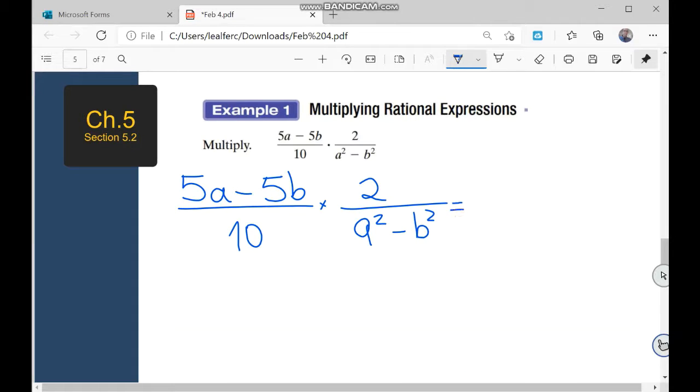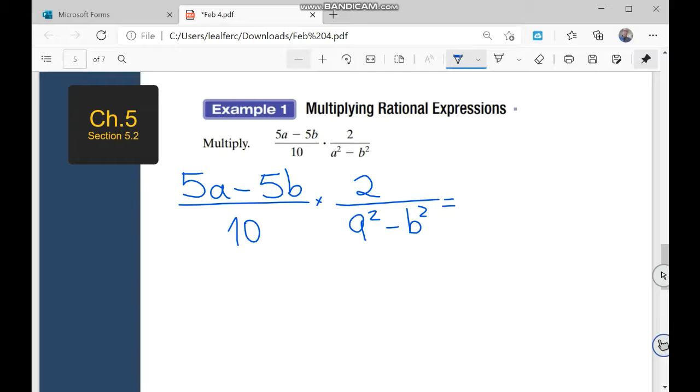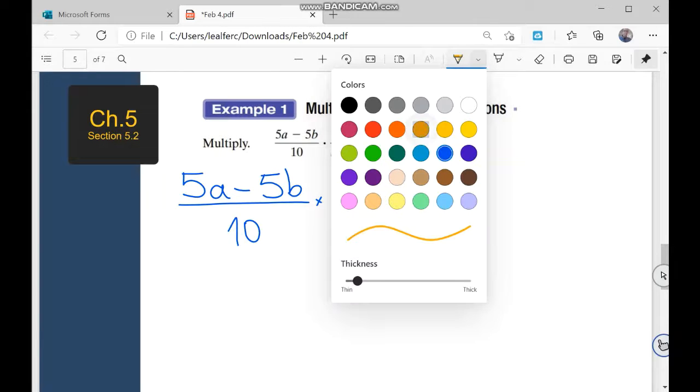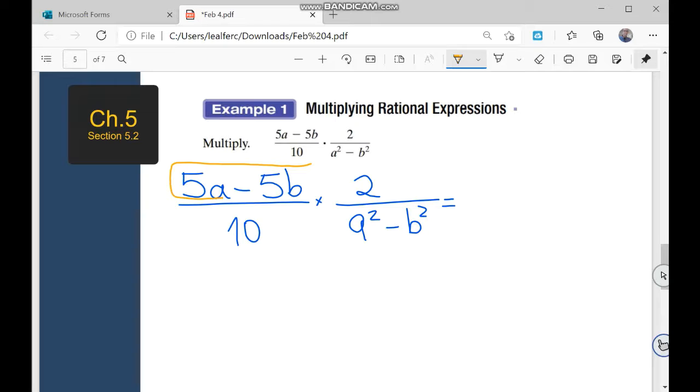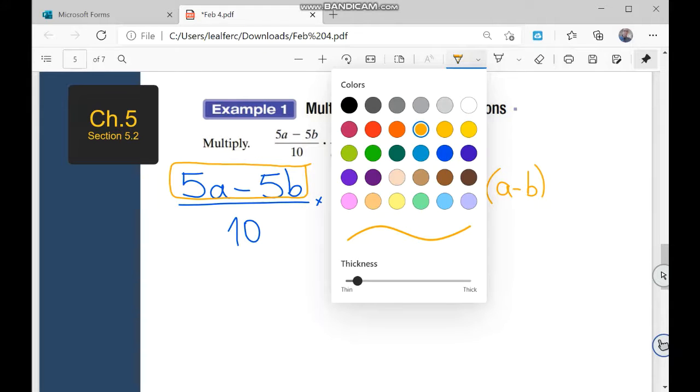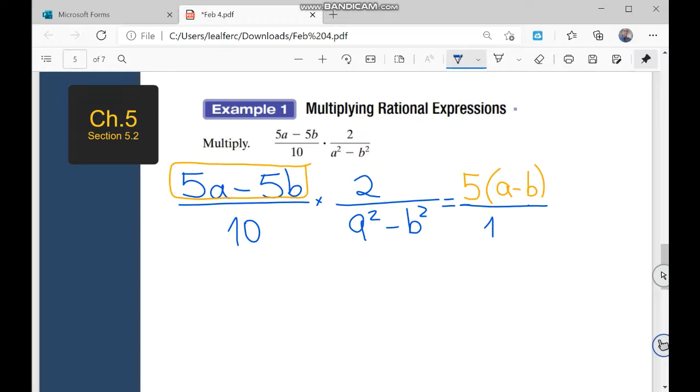So what you have to do is follow this step by step. Let's factor out whatever we can, every numerator and every denominator. So 5a minus 5b, we can factor out 5 and write 5 times a minus b, right? We keep the number 10 as a denominator, and this is multiplied by, we keep the number 2 as the numerator, and a squared minus b squared.